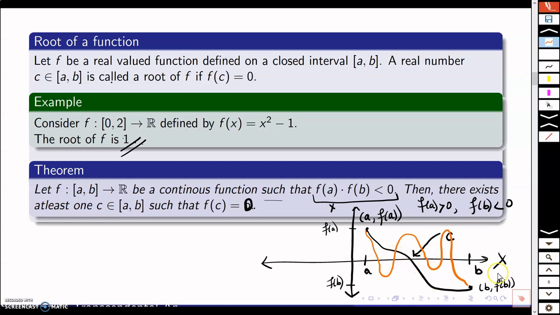Now in this case, how many roots am I getting? This is one root here. This is the second root. This is the third root. This is the fourth root, and this is the fifth root. So the statement says at least one root is there. There could be more roots as well. All right. So this is the result on which the bisection method is based.